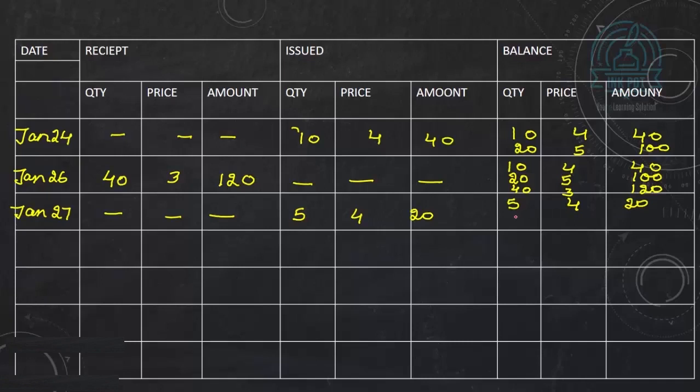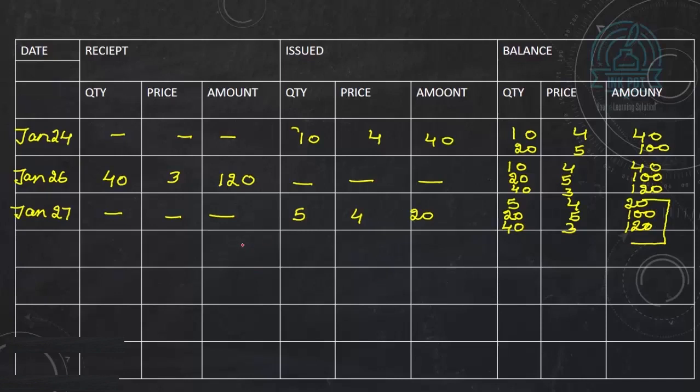Then we have 20 units at the rate of 5, which is 100. And then we have 40 units at the rate of 3, which is 120, right? So this is the total value of stock. Now we will write like this.